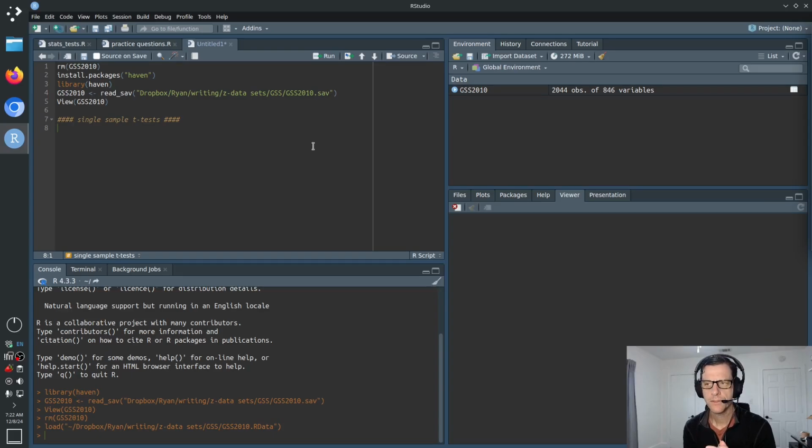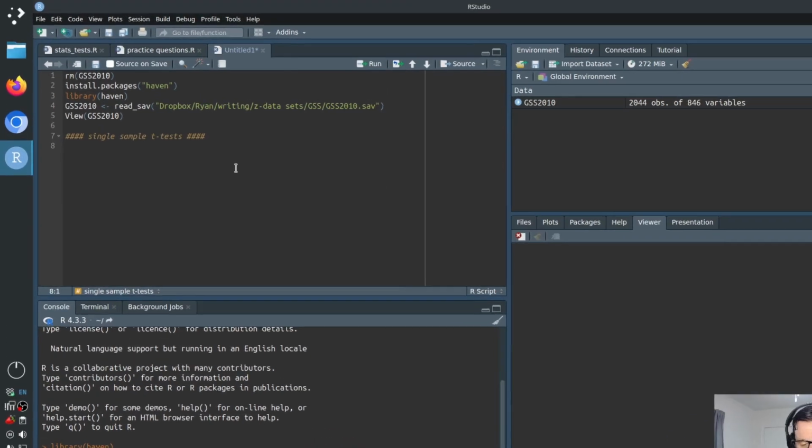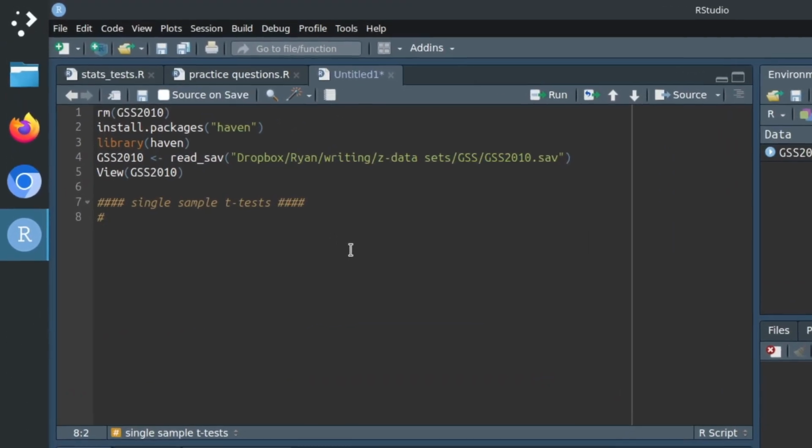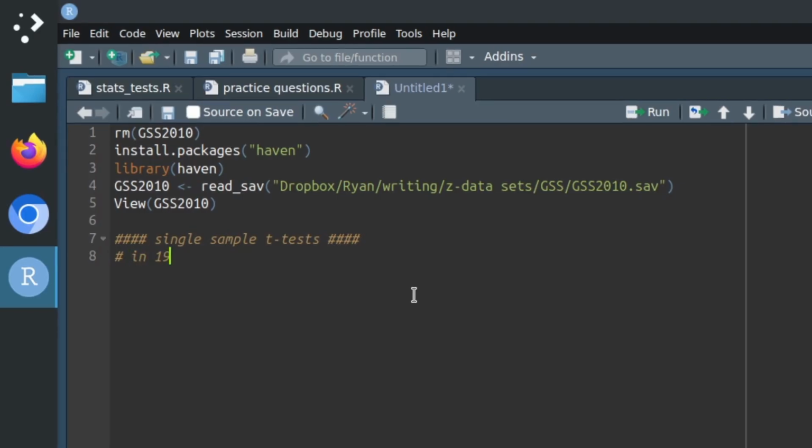So for the first one, I'm going to have a target value. My target value on this one, I'm just going to put it in here so we can see it. And this is all as a comment because we're not running any code here. In 1980, the mean number of kids people had, mean kids, was 2.03. And I want to check and see if Americans in 2010 were having the same number of kids.